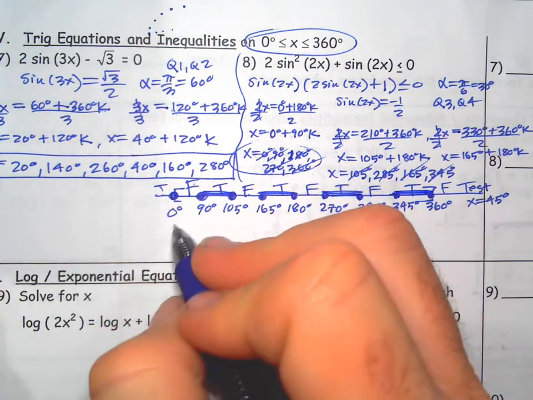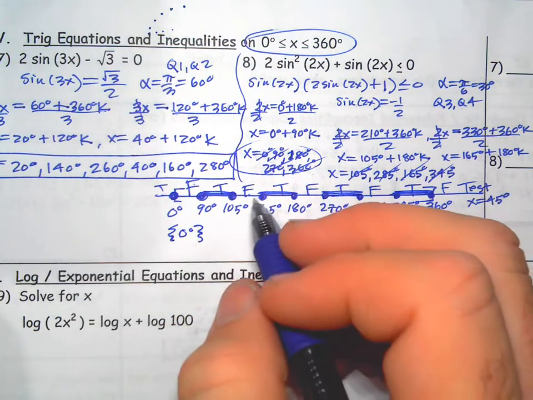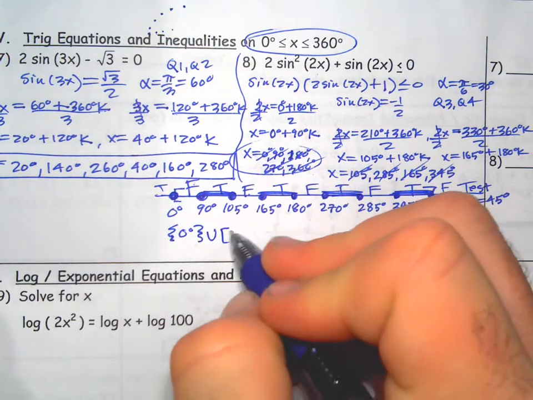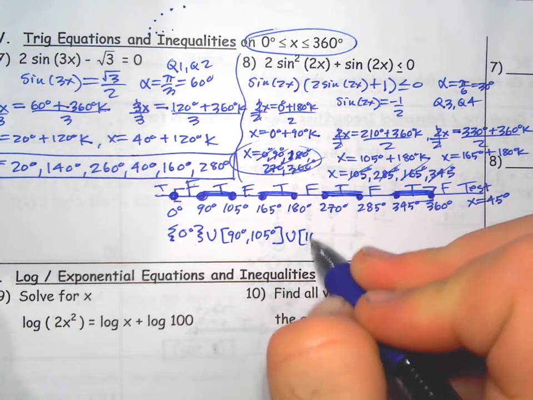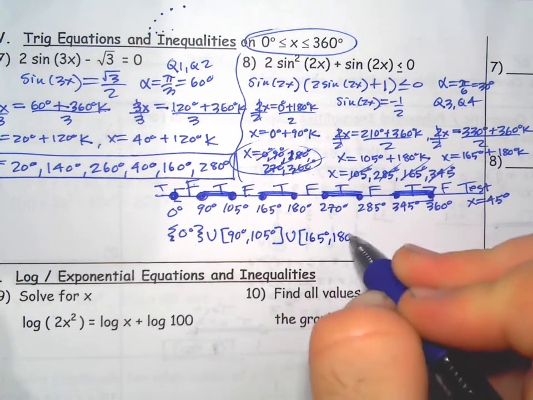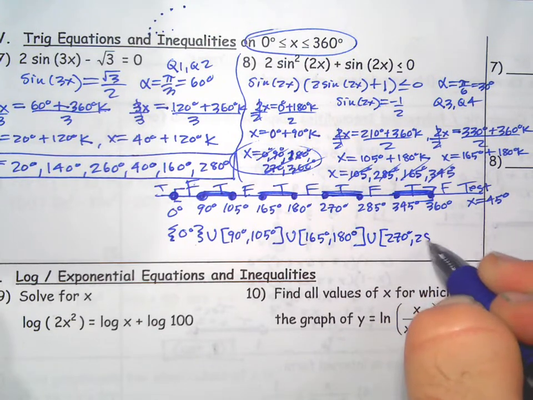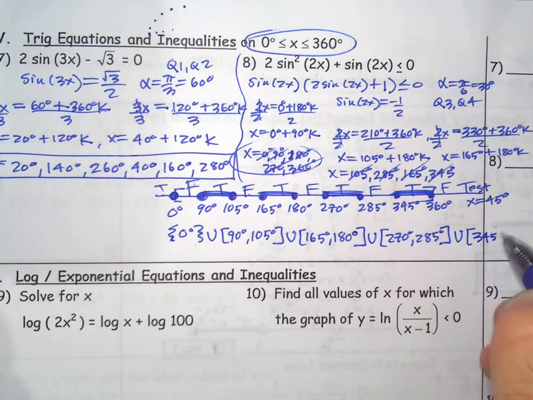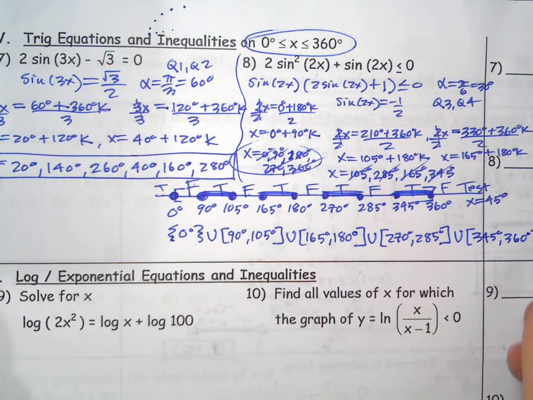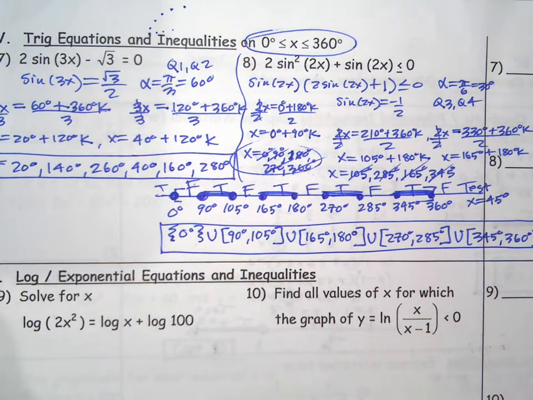This is an answer. That's why I put those very clear solid dots or open dots, because that helps me make sure I don't miss an answer. 90 to 105, 165 to 180, 270 to 285, and 345 to 360. And you might be like, well, you write all those degree symbols? Yeah, because if you don't write a symbol for angles, then it's radians, which is not what we're doing.